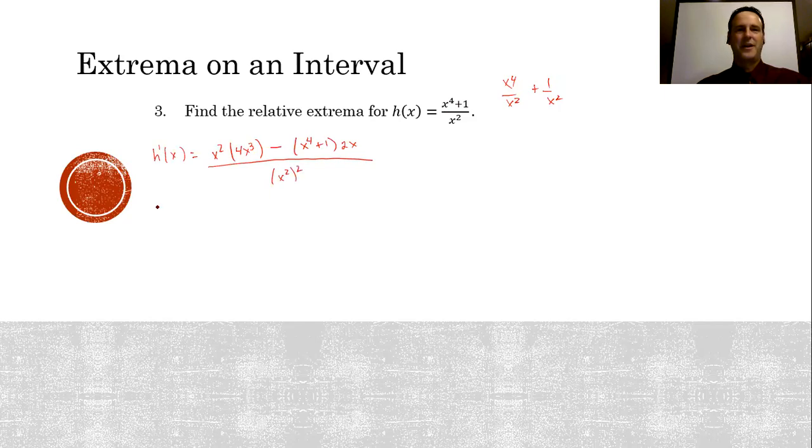All right, so h prime of x gives me x to the 4th on the bottom. On the top, if I combine those, that looks like 4x to the 5th. And if I distribute that 2x to both of these with that subtraction sign, that is a negative 2x to the 5th minus 2x. As that cleans up a little bit, I can combine my x to the 5th. So that's 2x to the 5th minus 2x.